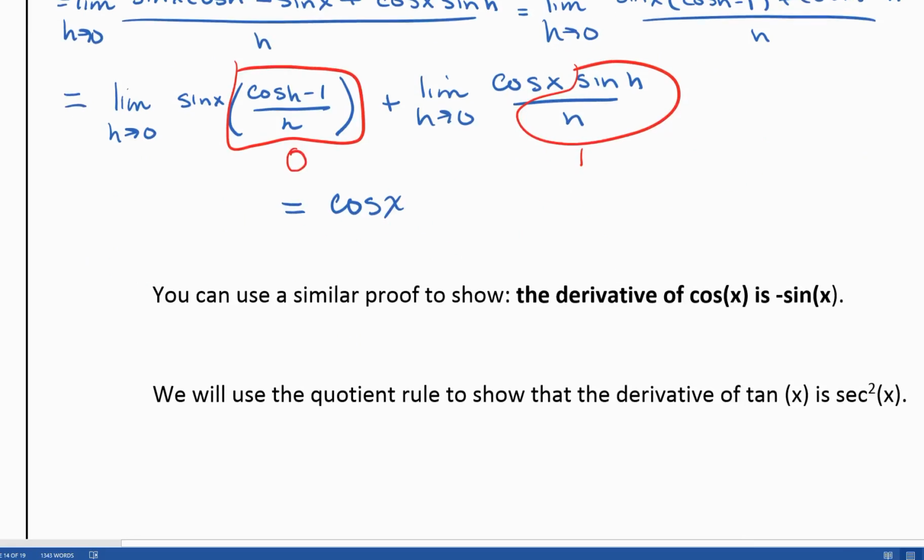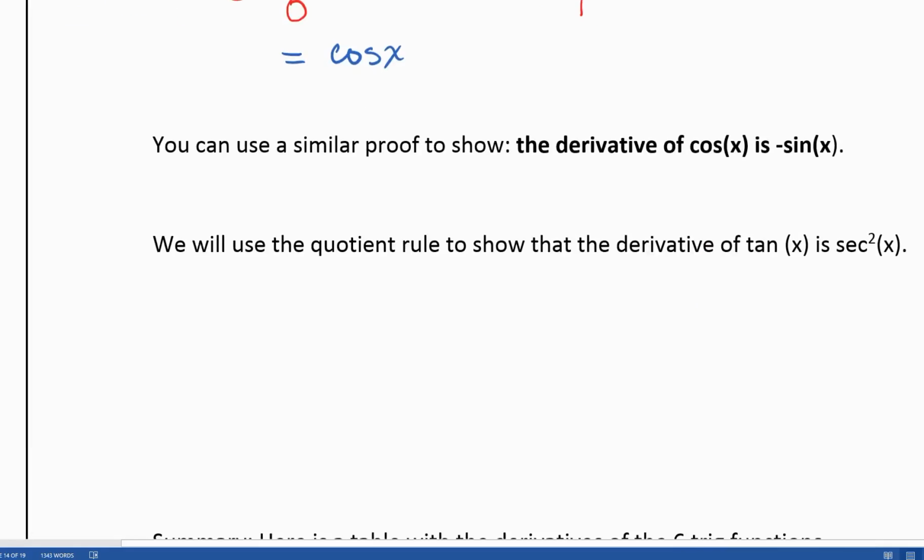Now you can do something very, very similar to show that the derivative of cosine of x is equal to negative sine of x. Now the next one I want to show you is how we can use the quotient rule to find the derivative of tangent of x. Well, we know tangent of x is equal to sine of x over cosine of x. So if we want to find the derivative of tangent of x, we're taking the derivative of sine of x over cosine of x, which will need the quotient rule.